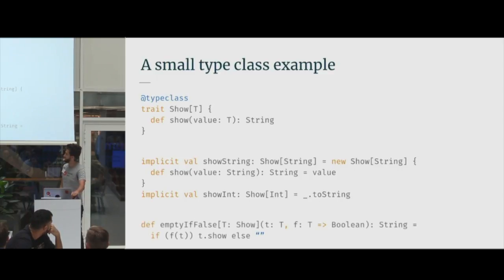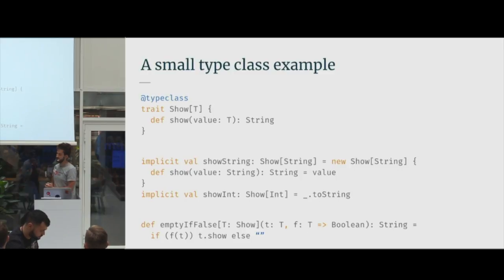So for example, if we have this, well, it's not a great method, but this example method, emptyIfFalse, it works for any type T which has a Show instance, right? And that's specified by this colon and then the Show type class name. What this is actually called is a context bound, and it means that this method will only work if the type T you're calling it with actually has an instance of Show in scope somewhere.